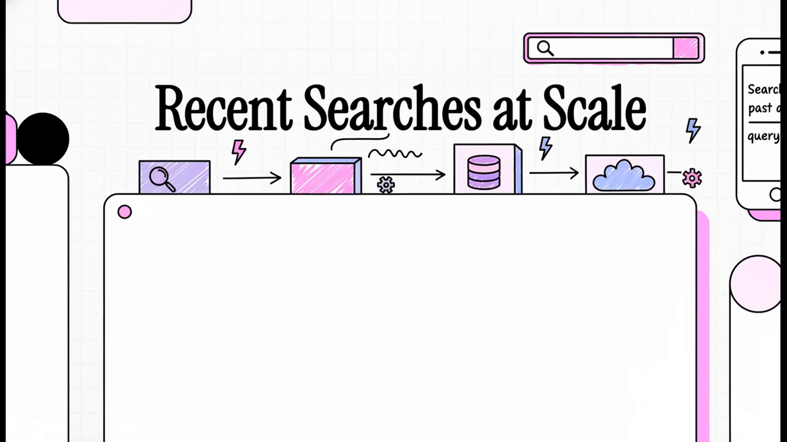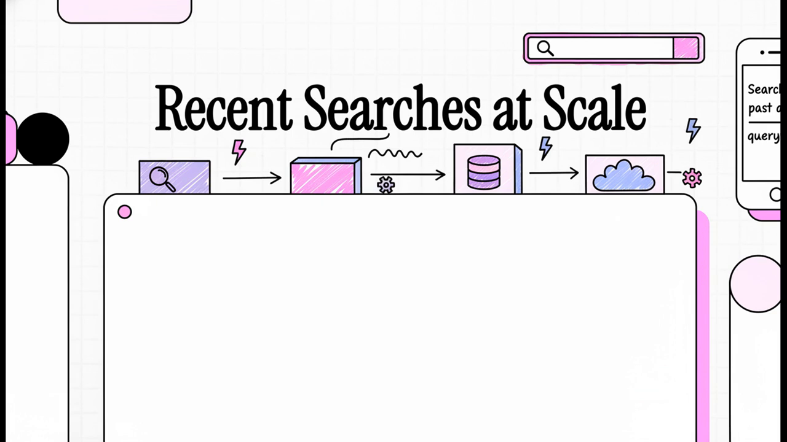Welcome to this explainer. Today, we're tearing down the architecture of a deceptively simple feature that hides an absolute masterclass in distributed systems. Open any large-scale consumer app right now and just tap the search bar. What happens? Before you even type a single letter, your past queries drop down.